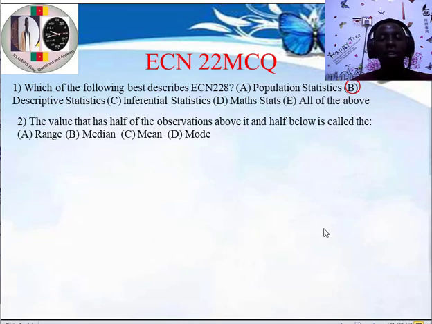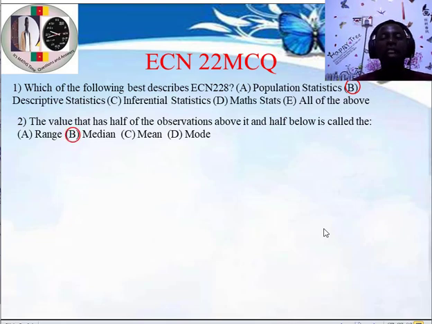So according to that description, the value that has half of the observation above it and below it is not a range. What about a median? A median is simply what we call the middle value. The middle value can only be gotten after you must have arranged the data into ascending order or descending order. Then we pick the middle value. If we pick this middle value, we discover that half of the observations will be above and half of it will be below. So the correct answer there is the median.